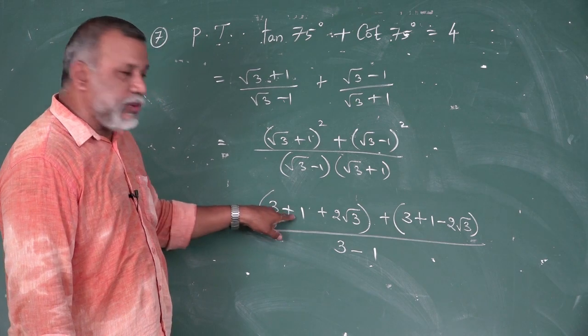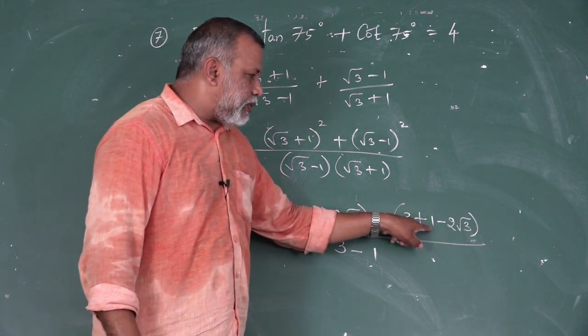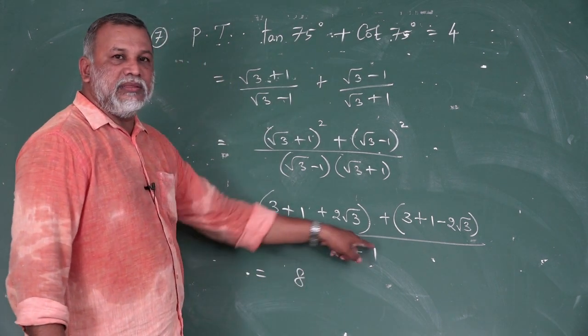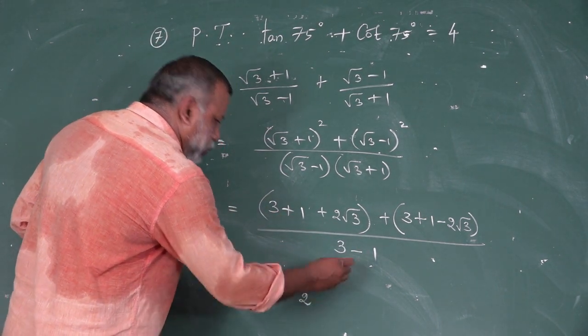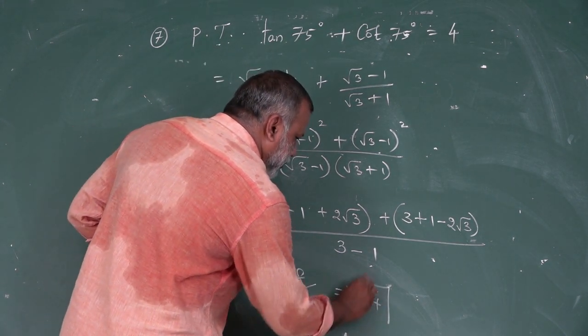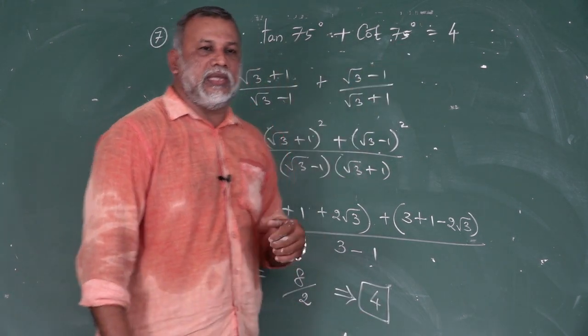The remaining is 3 plus 1, 4. Here also 3 plus 1, 4. 4 plus 4 becomes 8. See the denominator, 3 minus 1, so here 2. So 8 divided by 2, we can get 4. That is your RHS result.